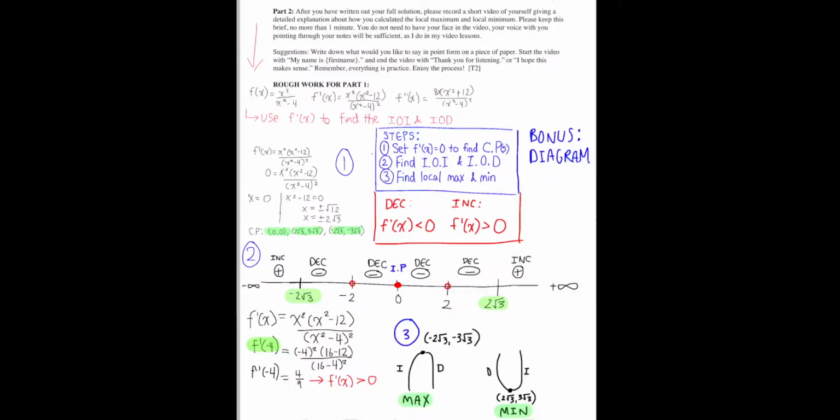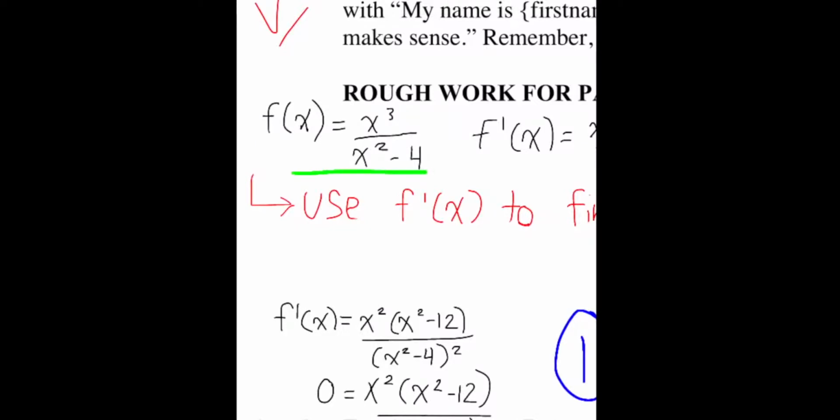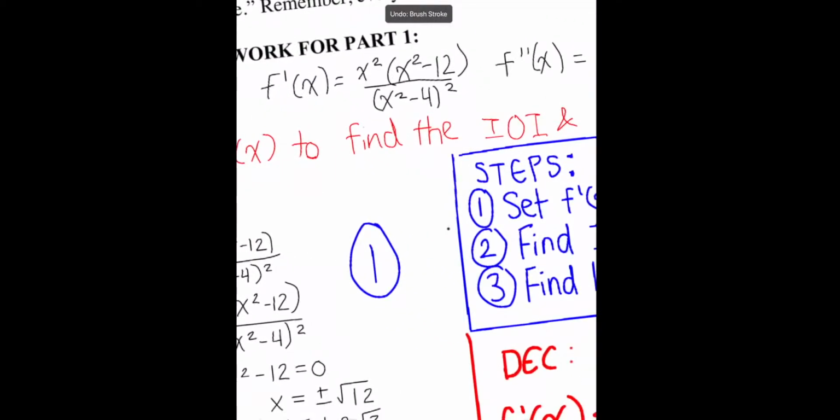Hi everyone, my name is Molly and today I'll be showing you how to find the local maximum and the local minimum for the equation f(x) = x cubed divided by x squared minus 4. So there are 3 steps to do this.